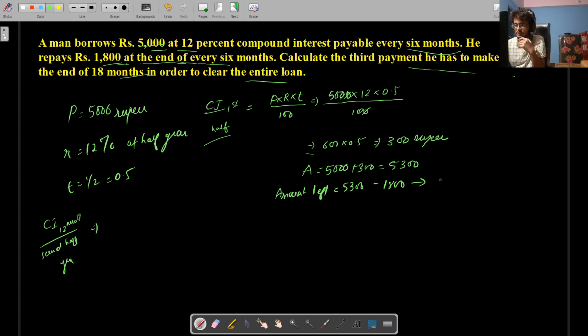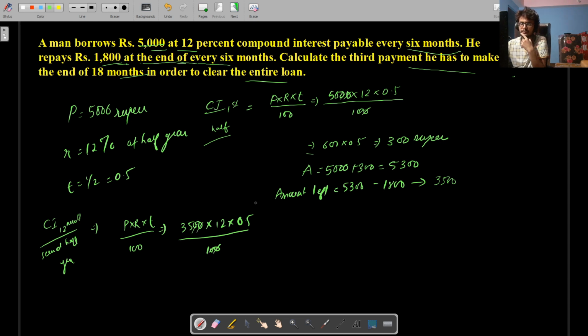4,000, 4,500? No, I don't think 4,500. Maybe it's 3,500. Minus 1,800, yeah. It's 3,500, right? So your CI for the second half year will be P into R into T divided by 100, which is equal to principal 3,500 into rate 12%, time again 0.5, divided by 100.